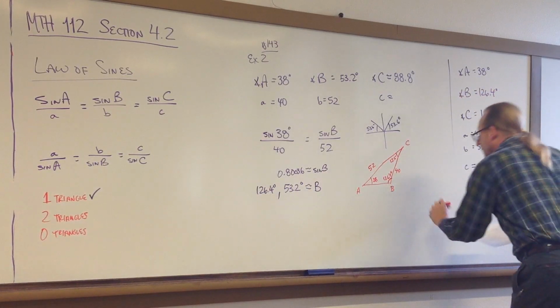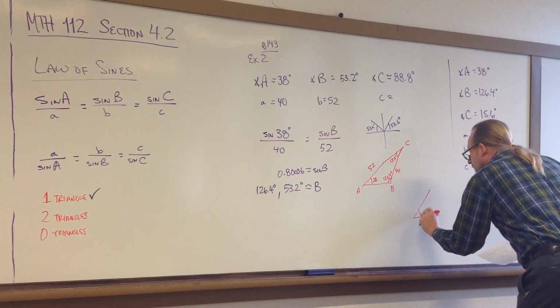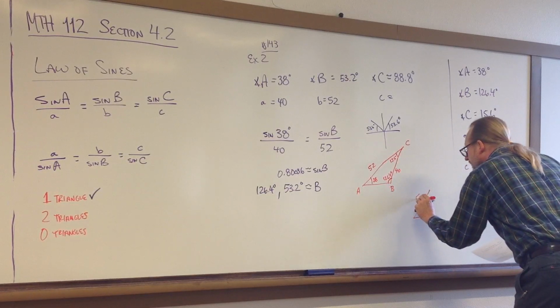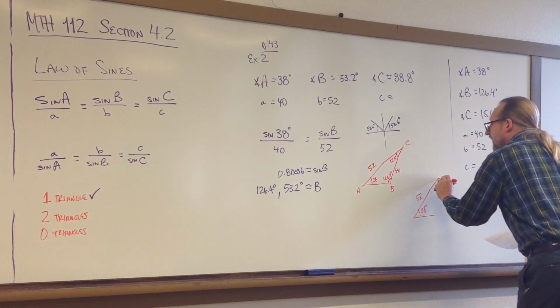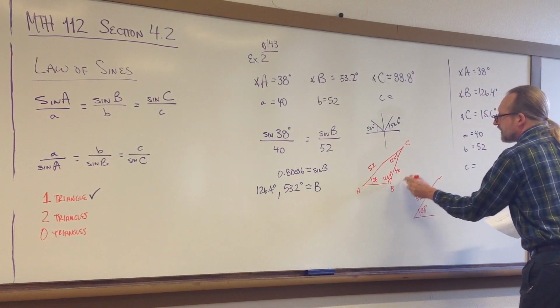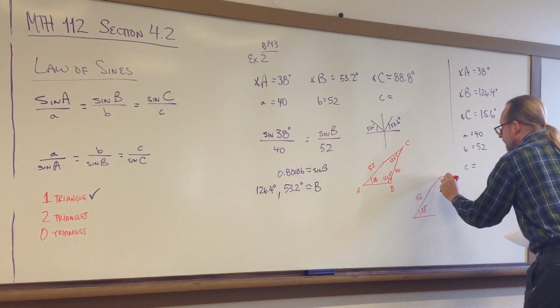Okay? Now the other thing that you can do starts out the same way, 38 degree angle for A, 52 length for B, and then take that 40, that side of 40, and move it over here.